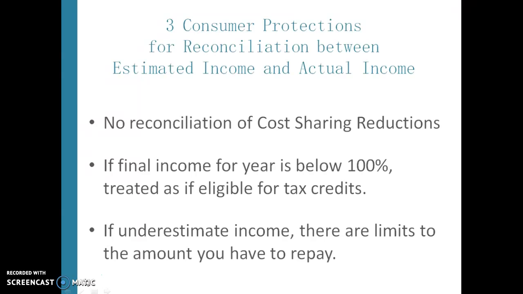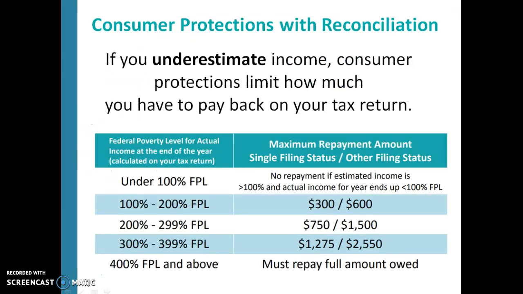And again, most importantly, if the consumer winds up underestimating their income, there are limits, there are caps to what they have to repay. The caps will depend on whether the consumer is single or not single. For consumers who are single and whose income winds up being between 100 to 200% of the federal poverty level, their max repay is $300. For consumers who are single and whose income winds up being 200 to 299% of the federal poverty level, their max repay is $750. For 300 to 399%, it's $1,275. And for 400% of the federal poverty level and over, they wind up repaying the full amount.